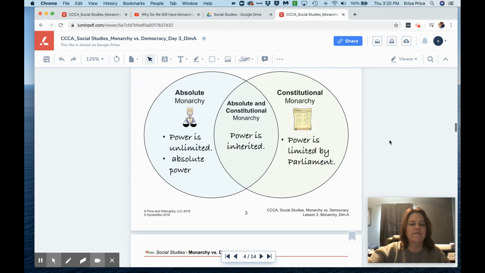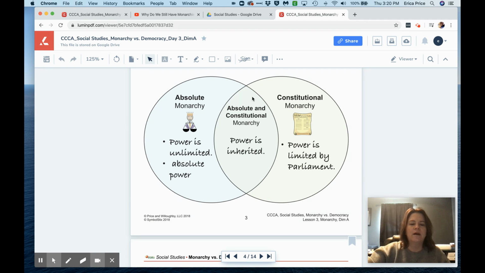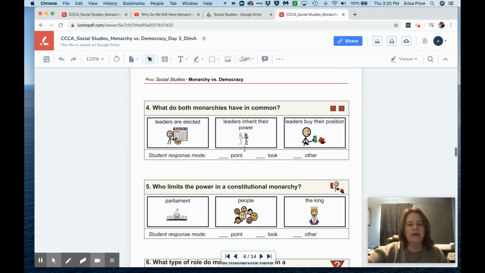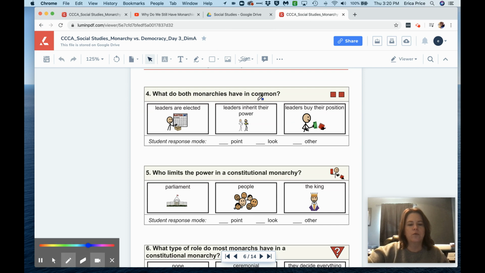Let's go back and look at that Venn diagram. What do they have in common? On a Venn diagram, it's this middle section of what's in common, and it says the power is inherited. So in both an absolute monarchy and a constitutional monarchy, the power is inherited. That means it's passing down from one family member to the next, to another. So if we come back to question 4, we should have answered leaders inherit their power.